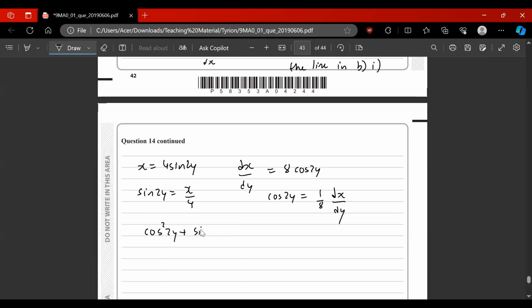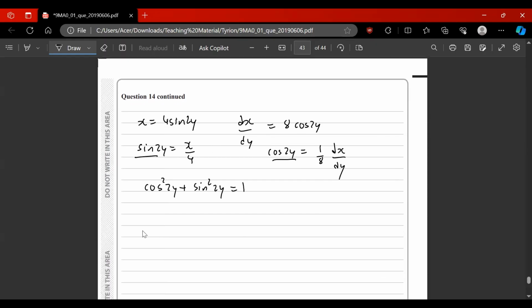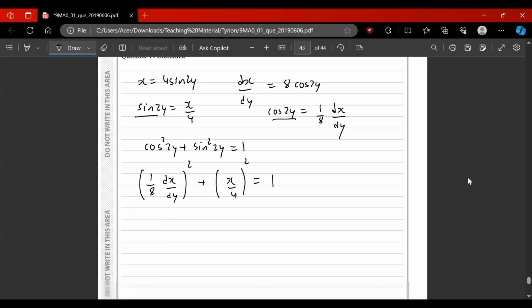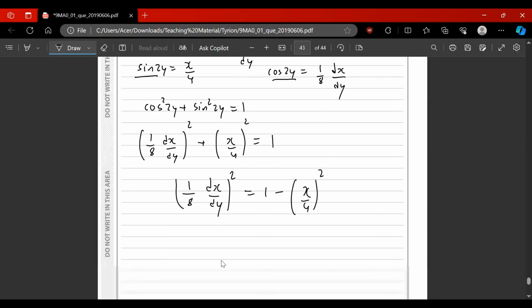Cos square 2y plus sine square 2y is equal to 1. So you can now put these expressions into your identity. So you'll have 1 over 8 dx over dy all squared plus x over 4 all squared equal to 1. Take the x term to the other side. You will have 1 over 8 dx over dy all squared is equal to 1 minus x over 4 all squared. You can now take the square root to get rid of it on this side and also multiply by 8 to get dx over dy is equal to 8 square root of 1 minus x over 4 all squared.